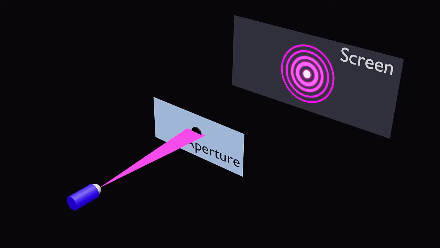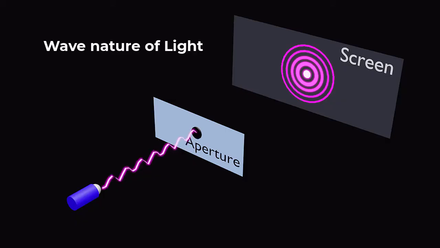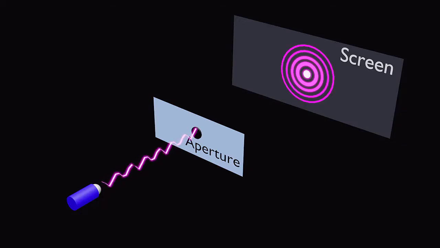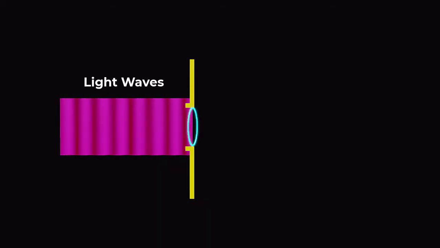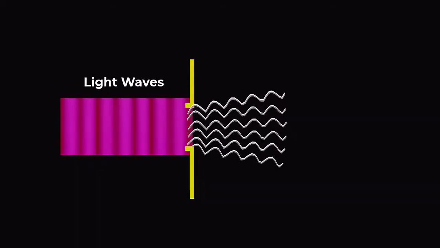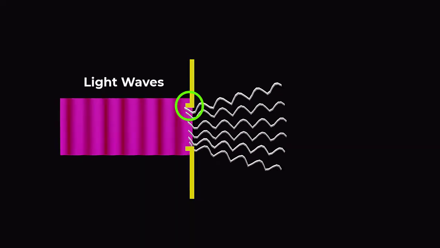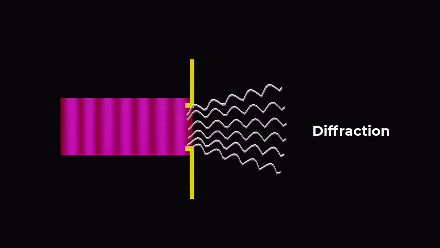In this presentation, we'll delve into the phenomenon of light diffraction, its wave-like characteristics, and the two main types of diffraction. When light waves encounter an obstacle or pass through a narrow opening, the light waves bend around the edges of the obstacle or opening and spread out. This phenomenon is called diffraction.